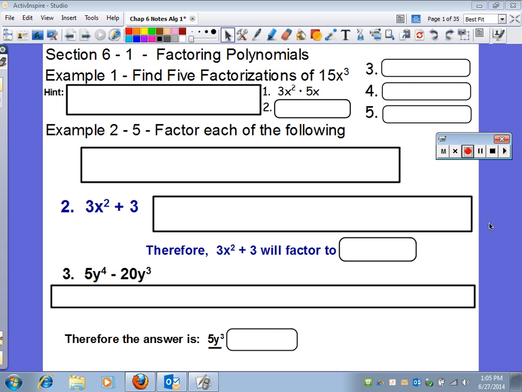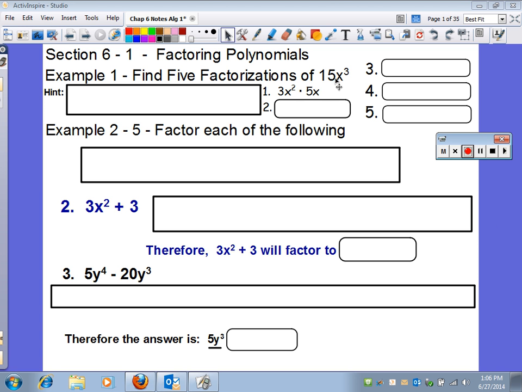Alright, these are notes for Algebra 1, Semester 2. This is sections 6-1 and 6-2. And we're going to talk about factoring. Chapter 6 is the beginning of factoring. So factoring polynomials is the name.